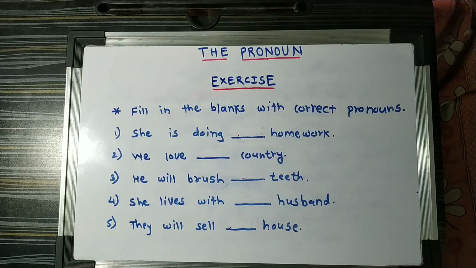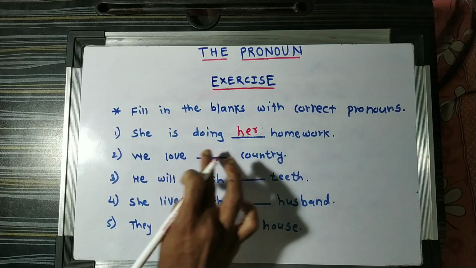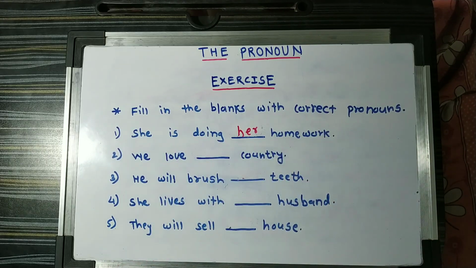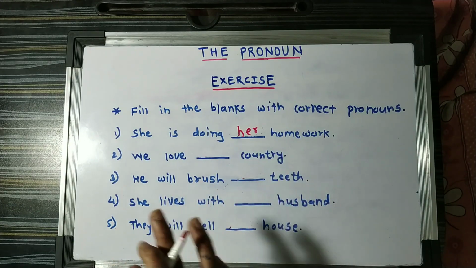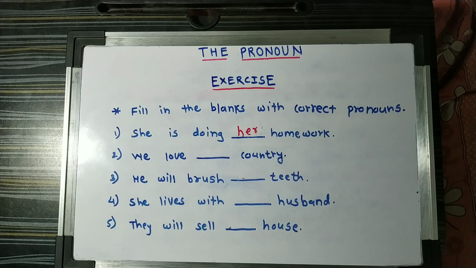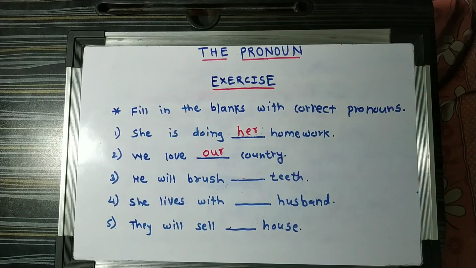So let's start. She is doing dash homework. The word that will suit over here is her. She is doing her homework. We are able to get the meaning of the sentence here. So the correct answer is her. Next one. We love dash country. The word our suits here, and that is the correct answer. We love our country.